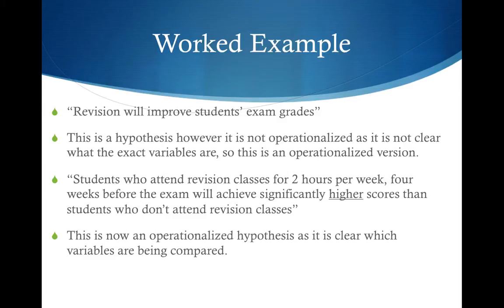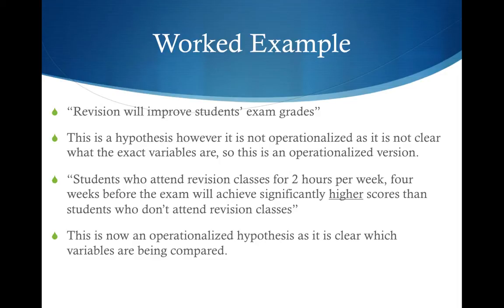So now this is an operationalized version of it. Students who attend revision classes for 2 hours per week, 4 weeks before the exam, will achieve significantly higher scores than students who don't attend revision classes. Now you're wondering, why is this operationalized? It's operationalized because it is very clear which two variables are being compared. Variable 1 is students who attend revision classes, and variable 2 is students who do not attend revision classes.